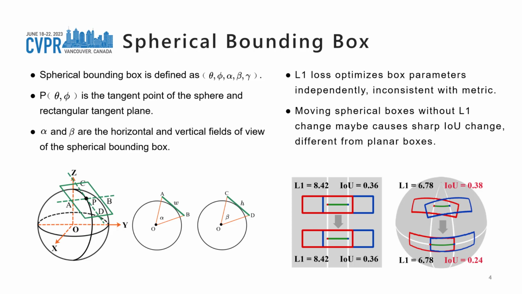Many existing detectors use L1 norm loss for regression of spherical bounding boxes, but L1 loss optimizes box parameters independently and it is inconsistent with the IoU metric. Different from planar boxes, moving spherical boxes with the same L1 change may cause sharp IoU change, which exacerbates the above-mentioned problem.